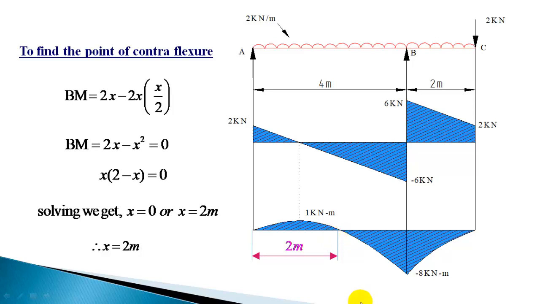So we have plotted the shear force diagram and bending moment diagram, marked the peak value of bending moment, and also located the point of contraflexure. So that completes our bending moment diagram.